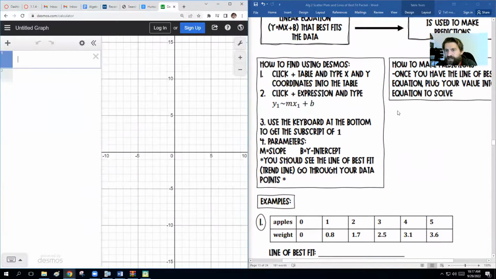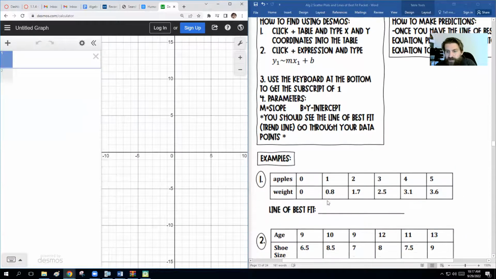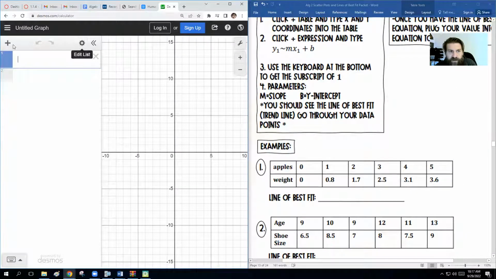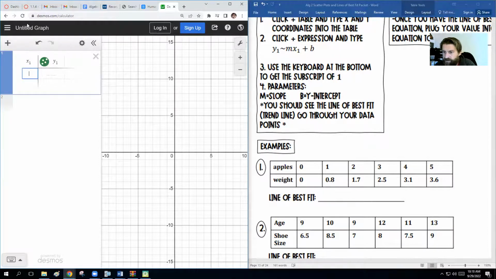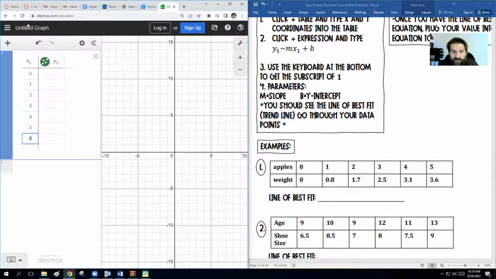So what we're going to have to do first is use a table to type in our x and y. So if we have this apples and weight here, we're going to make a table, and you'll click the plus sign and then go over here to do tables. And you're just going to type in our x's, which would be our apples: 0, 1, 2, 3, 4, 5, 6. And then our weights are our y's: 0, 0.8, 1.7, 2.5, 3.1, 3.6.